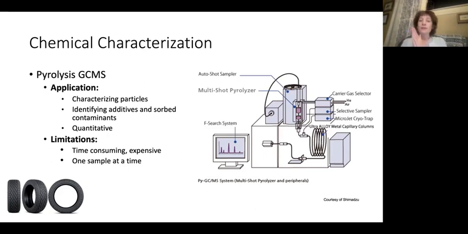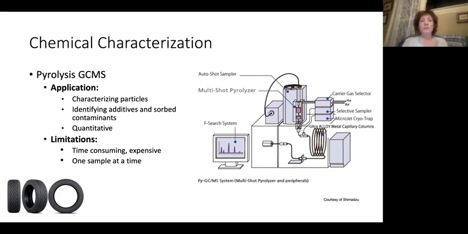And the GCMS is measuring the vapors. It's measuring what's vaporized from that sample. And so it's giving you a mix of different spectra. It could be polymer type, and again, it could be additives if they're at high concentrations, as well as sorbed contaminants if it's something that's been in a polluted environment. Limitations with every one of these methods are that they're time consuming and they can be expensive. And it's one sample at a time, which doesn't differ a whole lot from FTIR.